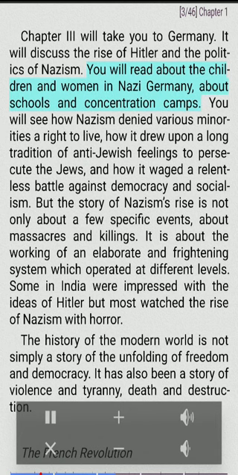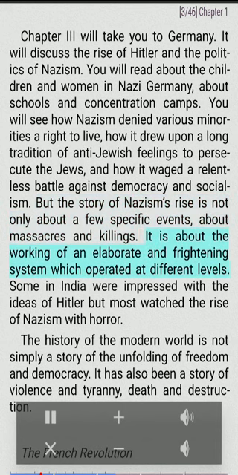Chapter 3 will take you to Germany. It will discuss the rise of Hitler and the politics of Nazism. You will read about the children and women in Nazi Germany, about schools and concentration camps. You will see how Nazism denied various minorities a right to live, how it drew upon a long tradition of anti-Jewish feelings to persecute the Jews, and how it waged a relentless battle against democracy and socialism.